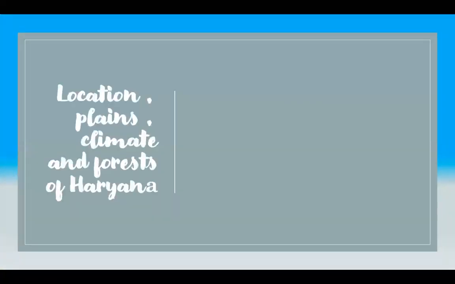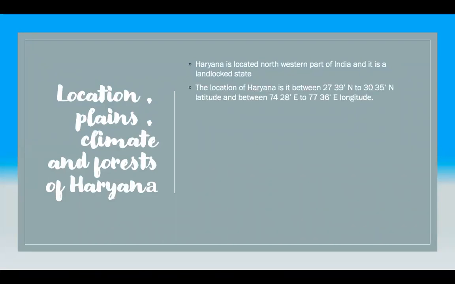First, we're going to be looking at the location, plains, climate, and forests of Haryana. Haryana is located in the northwestern part of India and it is a landlocked state. The location of Haryana is between 29°8' N to 30°35' N latitude and between 74°28' E to 77°36' E longitude. Haryana's share of the total geographical area of the country is 1.4%, and it is 4.4 million hectares.